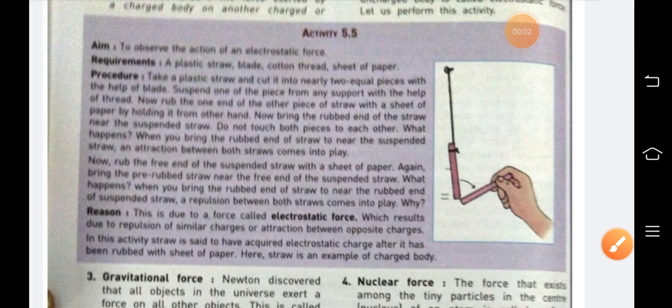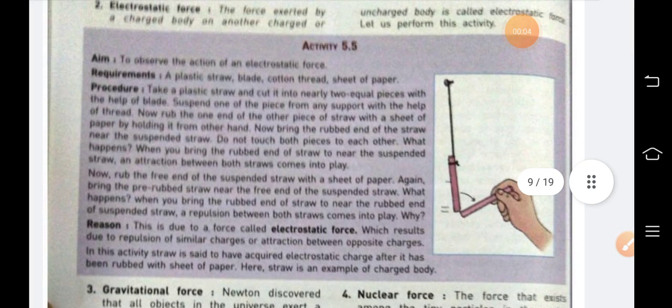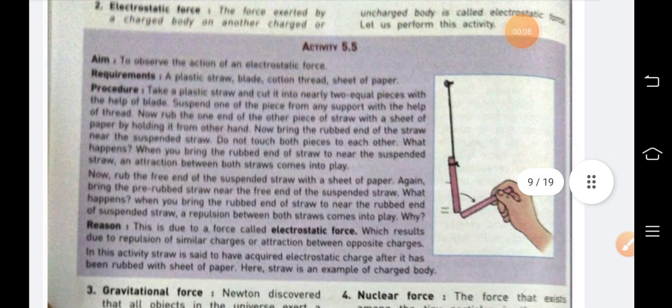So we are in the second type of non-contact force, that is electrostatic force, which is exerted by a charged body on another charged body or uncharged body.